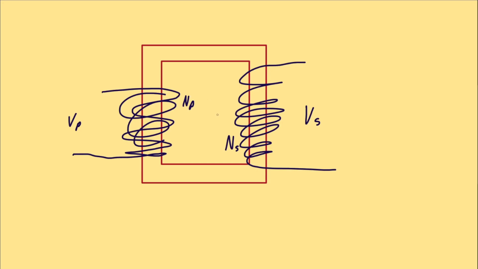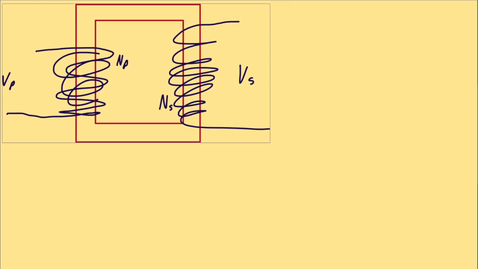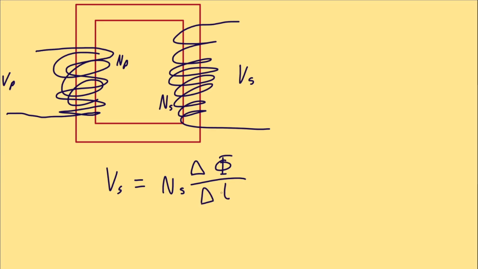And how this works is that since each coil is wrapping around the same iron core, the changing magnetic flux inside of the core induces voltage inside both coils. This is Faraday's law again. I'll show you with math. The output voltage is equal to the number of loops inside of your secondary coil times the change in magnetic flux divided by the time interval. This is Faraday's law. And your input voltage is equal to the same thing.